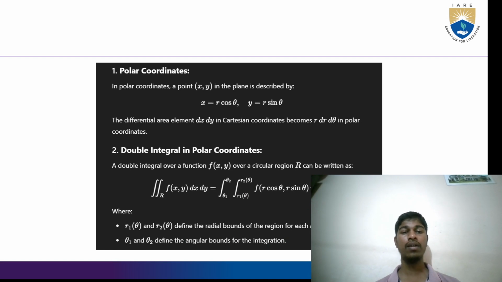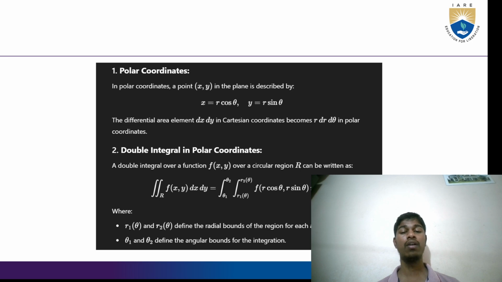Polar coordinates. In polar coordinates, a point x and y in the plane is described by x is equal to r cos theta and y is equal to r sin theta. The differential area element dx dy in Cartesian coordinates becomes r dr d theta in polar coordinates.